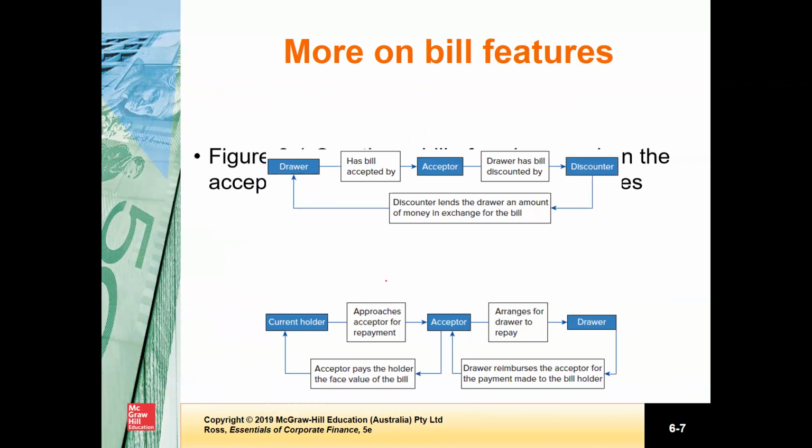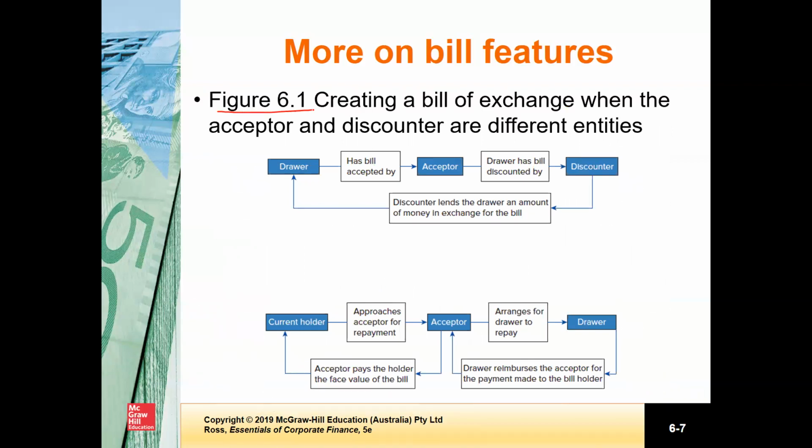Now, if you look at this figure, the drawer essentially is the issuer. Once the bill is issued, it has to be accepted by an acceptor. The acceptor is a party that's guaranteeing the payment, and then it will go to the discounter. The discounter essentially is the investor who is investing the money. And as I said, the acceptor will receive a fee for this service.